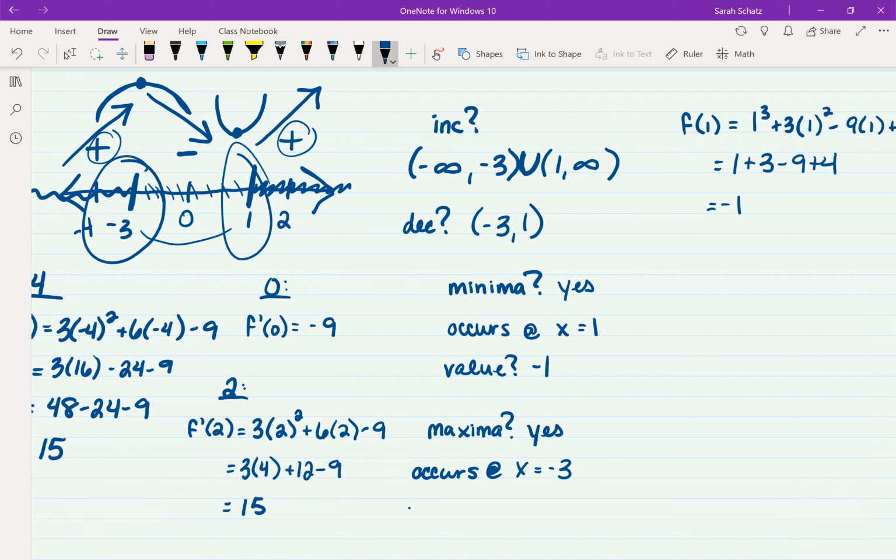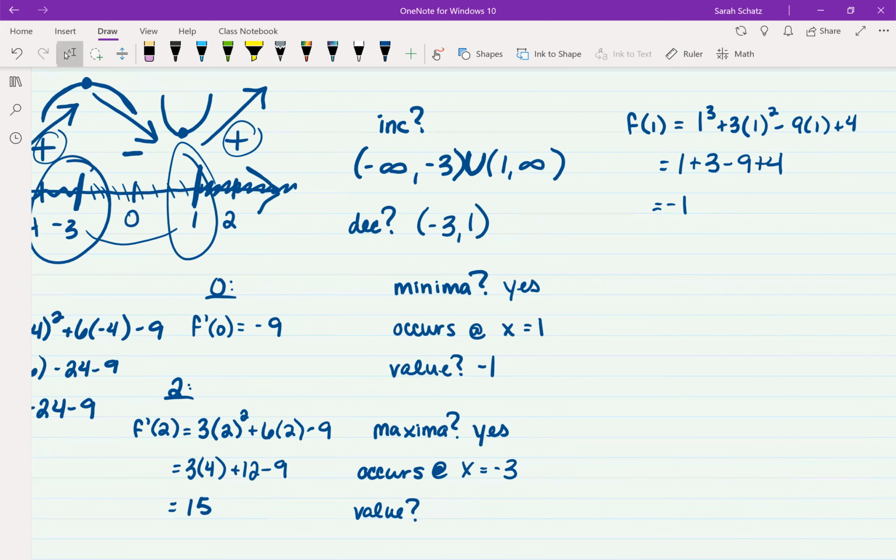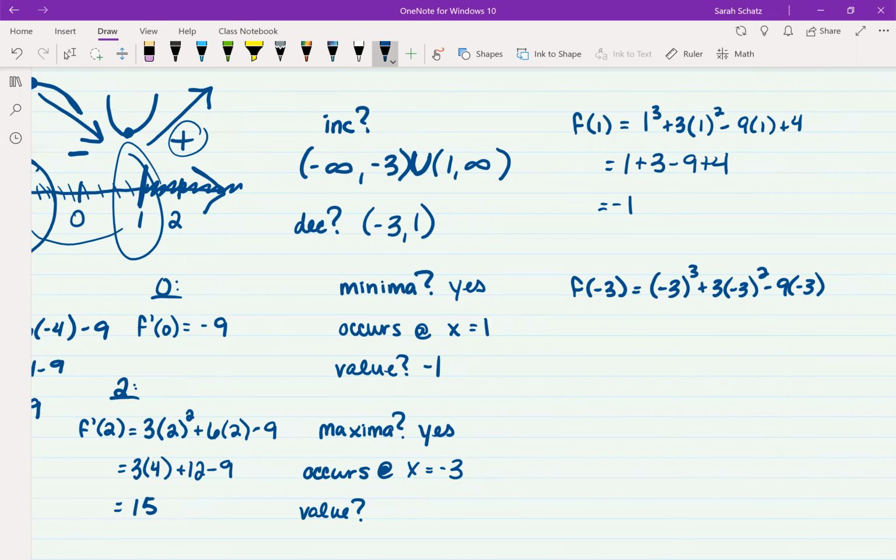What is the value there? What is the maximum value? Well, I don't know, but I can find it, right? Go to your original function and put in your critical point x. So see what happens at -3. We're going to have -3 cubed plus 3 times -3 squared minus 9 times -3 plus 4.